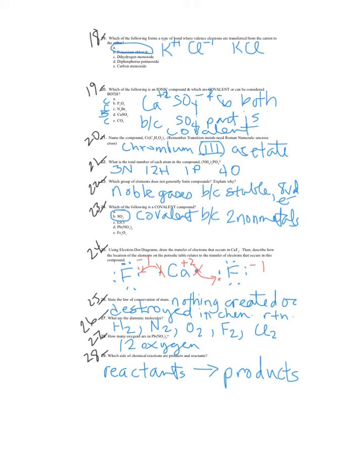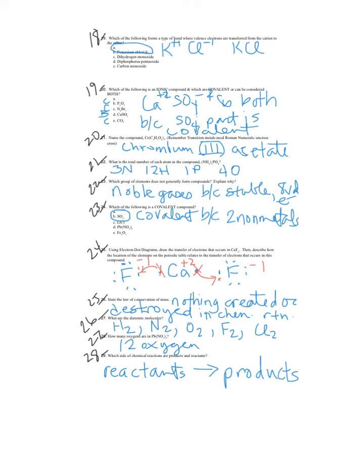25, state the law of conservation of mass, that during a chemical reaction nothing's created nor destroyed. 26, what are the diatomic molecules? Those are the 5 elements that are always read on my periodic table, which are hydrogen, H2, nitrogen, N2, oxygen, O2, fluorine, F2, chlorine, Cl2, and sometimes bromine and iodine. If it says they are a gas specifically in the reaction, then they would be diatomic also.